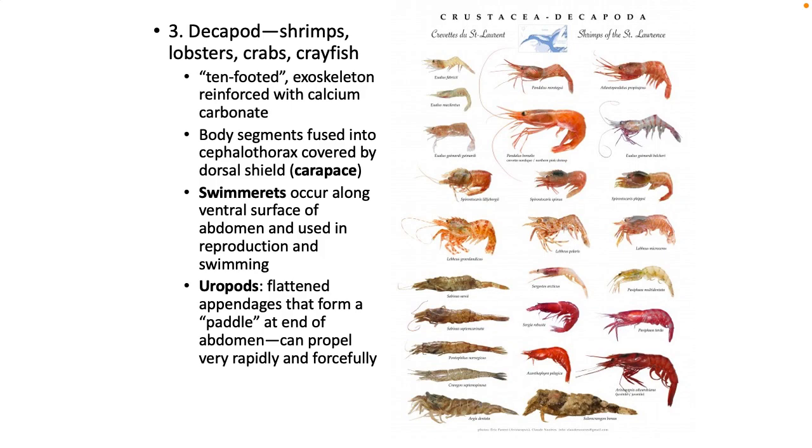Some unique features about our decapods is that the cephalothorax region is covered by a shield called the carapace, and you'll actually, I think, have to remove that on your crayfish. They have swimmerets, which help them reproduce and swim. And then the uropod is a flattened paddle, so you can kind of see right here. It helps them propel very rapidly and forcibly to go away from something or towards something.